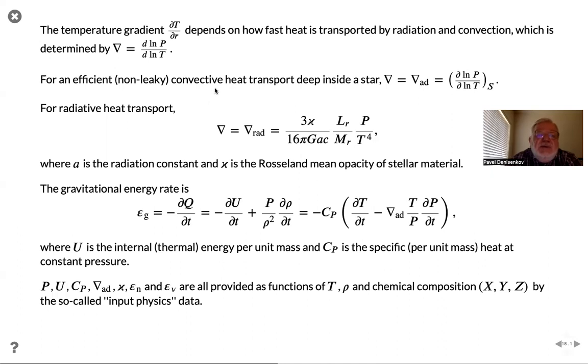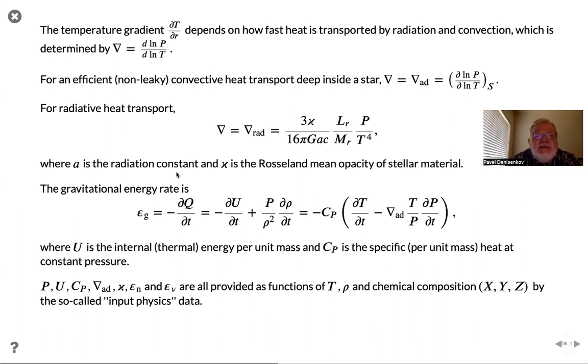If we don't have convection, then heat is transported by radiation. In this case, this nabla is the logarithmic temperature gradient with respect to pressure. By the way, this is a typo. This should be d logarithm temperature divided by d logarithm pressure. I will correct this. So this is the reverse thing. For radiative heat transport, nabla is called nabla sub rad, for radiative, and it's equal to this expression.